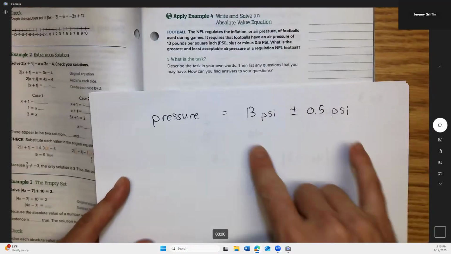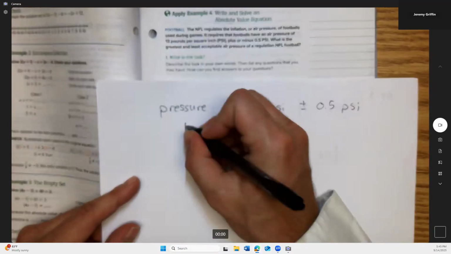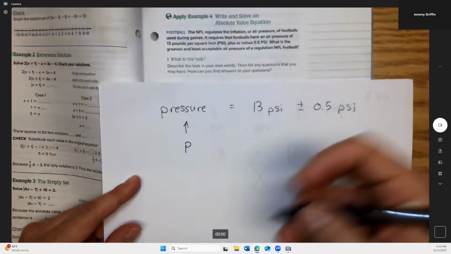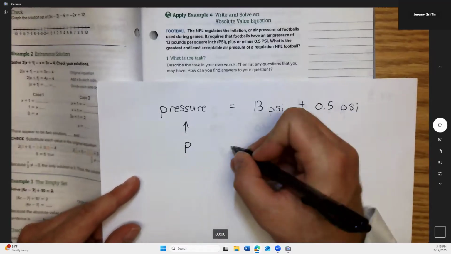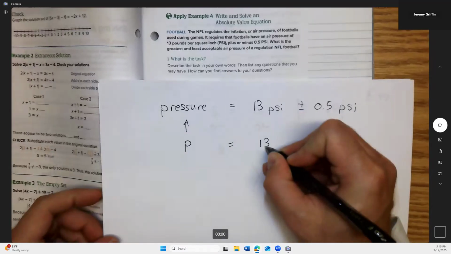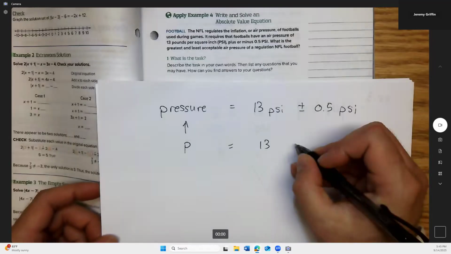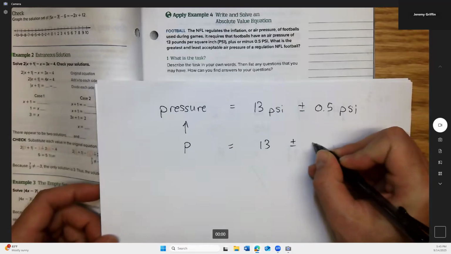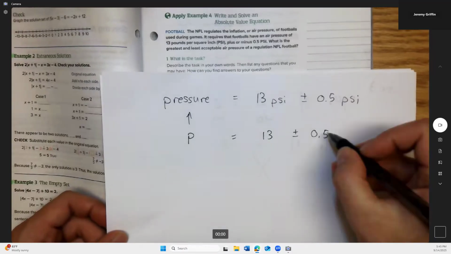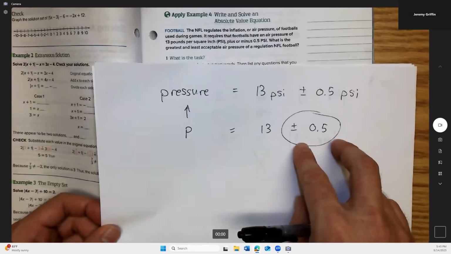Now you can write this as an equation. For the pressure, maybe I'll call it P or X. I'll just do P for pressure. I'll say P equals 13, and we'll just drop the units, since you know the numbers have units of pounds per square inch, plus or minus 0.5. Now, here's what I'm going to do. I'm going to try to isolate just this plus or minus bit, and I'll be able to get an absolute value function out of that.